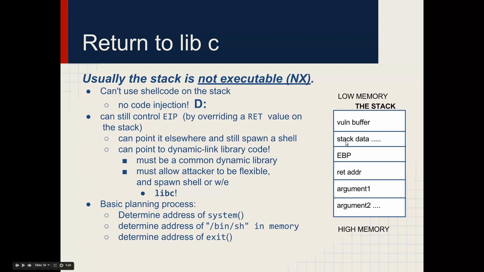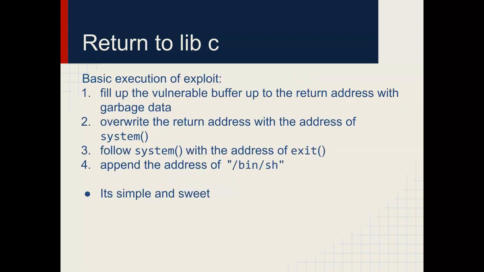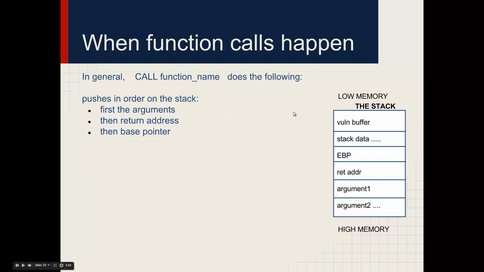Well, imagine you've hijacked EIP and then return gets called, and you're pointing it to a function. Now think about what we know with how functions are called, and how things are pushed on the stack. First, the arguments to that function are pushed on the stack. And then finally, when the call to the function is made, it pushes the current value of EIP onto the stack so that it can return to that address.